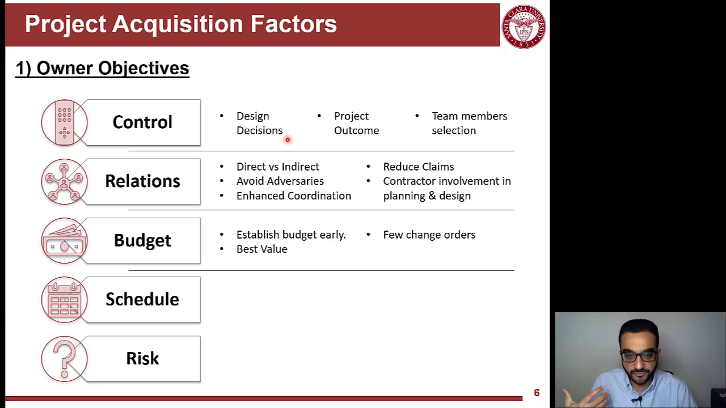The next type of objective is budget. Of course, you want to have the lowest budget you can for this project, but with the highest value. So you want to get the best value for the money you put in.